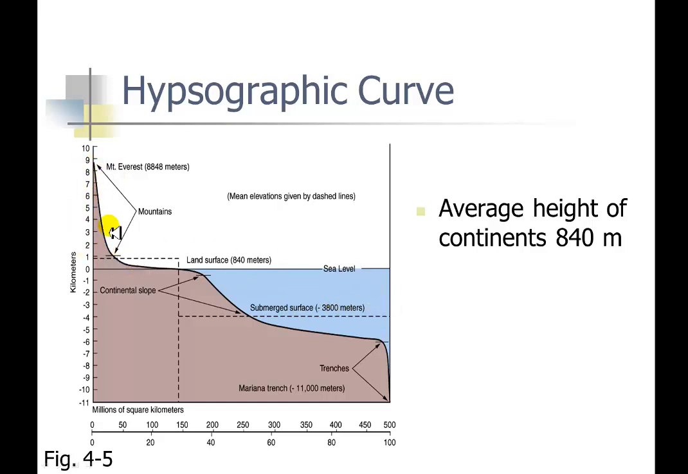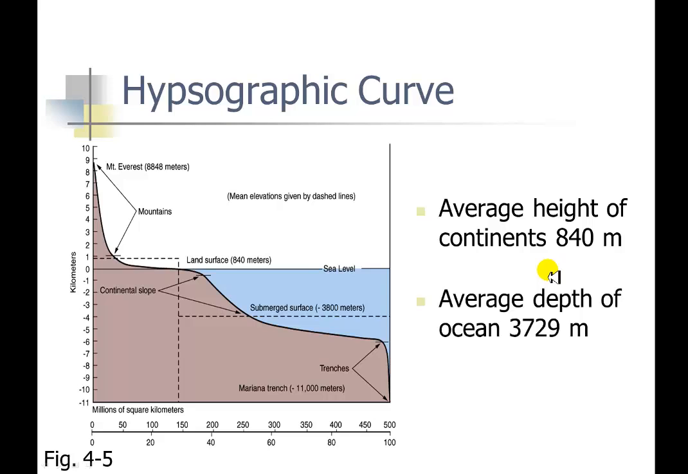If I was to completely smooth out the land, we'd end up with an average height of about 840 meters. If we completely smoothed out the water, we'd end up with a depth of about 3,729. They're actually saying it's 3,800 meters. That's actually below, so they're giving you a negative number.